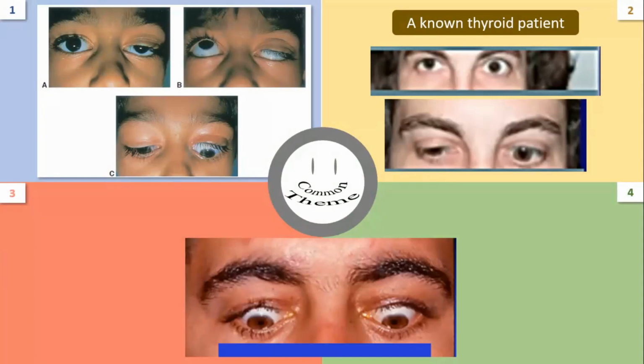Lid lag on down gaze. Okay. So in the first, we have what? Can you say it? Lid lag on down gaze in a case with congenital ptosis. So this is one of the pathognomonic features of congenital ptosis, lid lag on down gaze. And this is a dynamic sign. What's the meaning of dynamic sign? So it's better to be illustrated in a video.